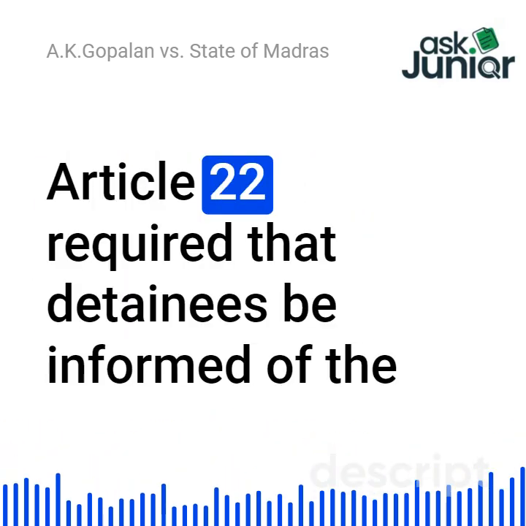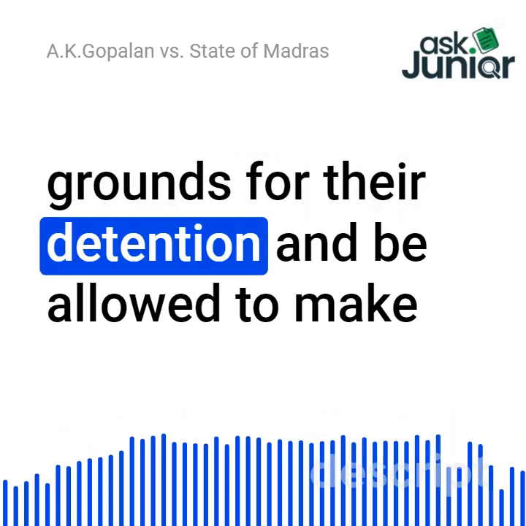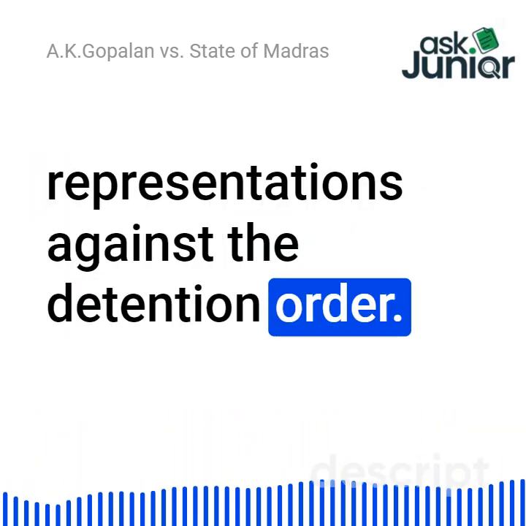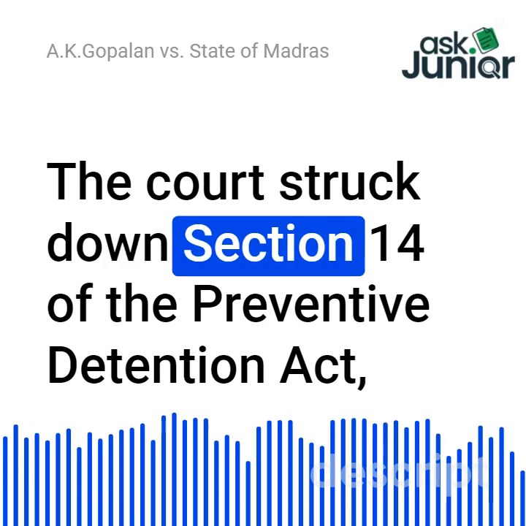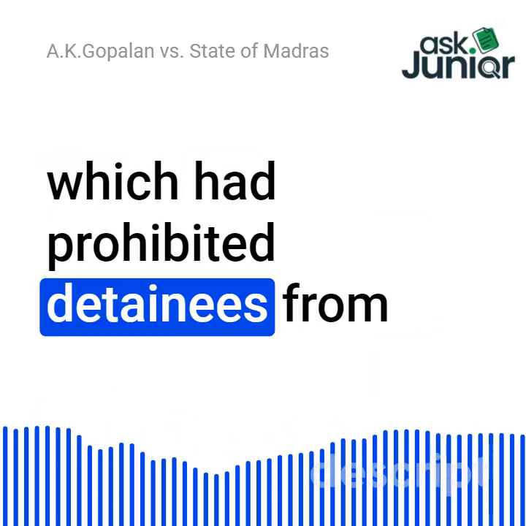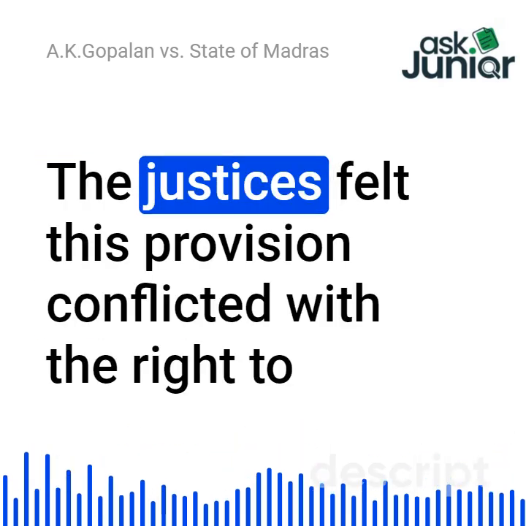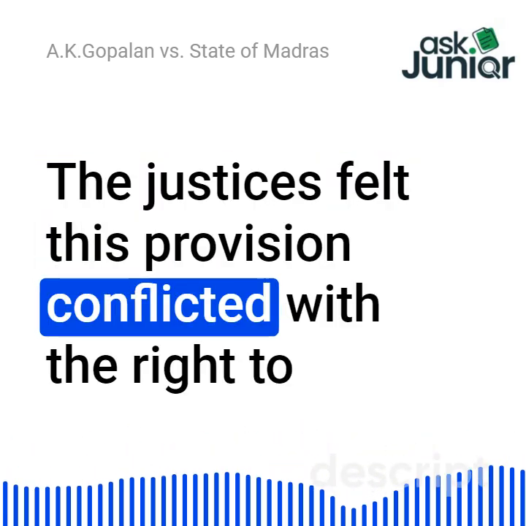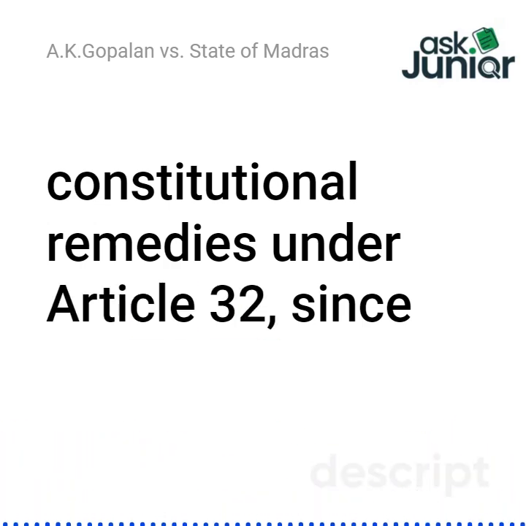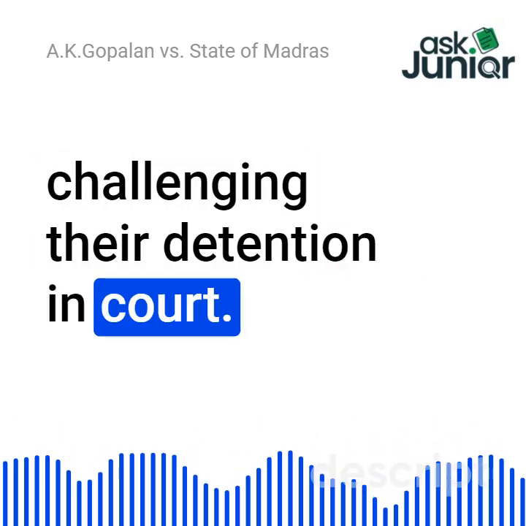Right. Article 22 required that detainees be informed of the grounds for their detention and be allowed to make representations against the detention order. The court struck down Section 14 of the Preventive Detention Act, which had prohibited detainees from disclosing these grounds to the court. The justices felt this provision conflicted with the right to constitutional remedies under Article 32, since it prevented detainees from effectively challenging their detention in court.